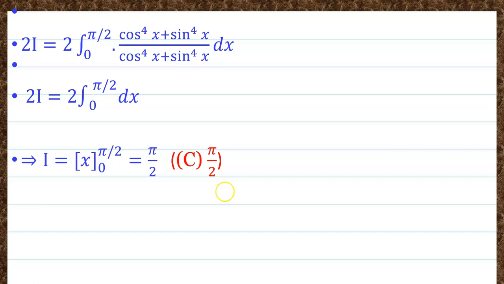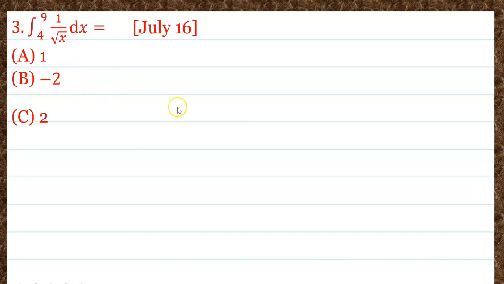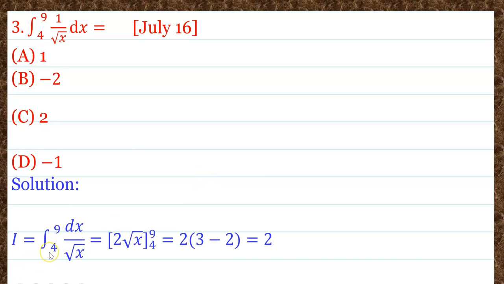Now next question, सिंपल इंटिग्रेशन, इथे integral 4 to 9 1 upon root x dx. हा जुलै 16 ला विचारला गेलेला प्रश्न आहे. ऑप्शन A is 1, B is minus 2, C is 2 and D is minus 1. नॉर्मल इंटिग्रेशन इथे फाइंड आउट करायचं आपल्याला.